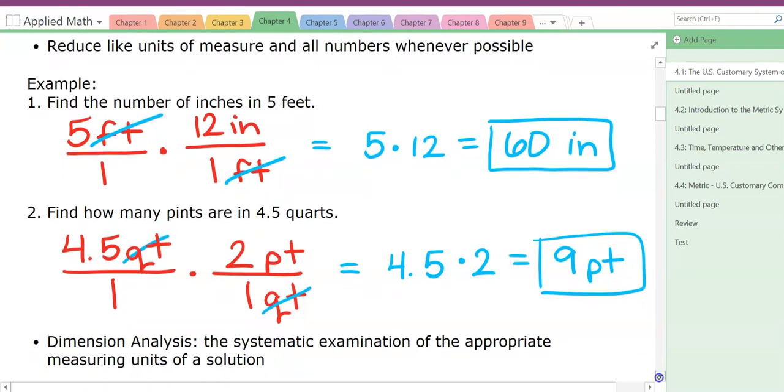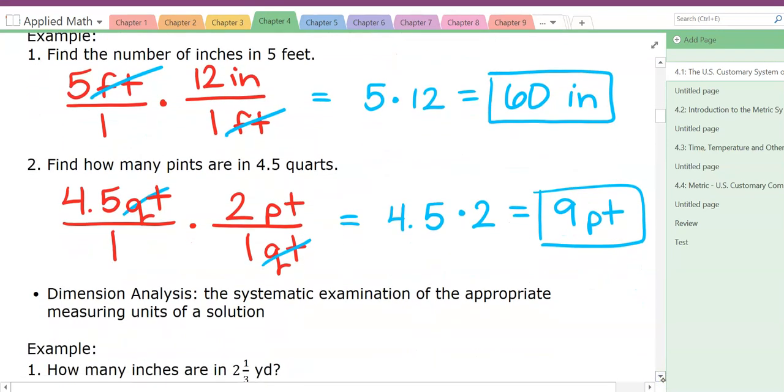So here's that word I was talking about, dimensional or dimension analysis, is the systematic examination of the appropriate measuring units of a solution. It's a fancy way of saying you can do a really big conversion in one singular chart if you need to. So like I said in that example, if they gave you something in feet per second and they wanted it in miles per hour, you would not only have to convert feet to miles, but you'd also have to convert your time. So you can do multiple conversions in the same problem too. To get you started, most of the time you're only going to see one. You may not see some that have a whole bunch.